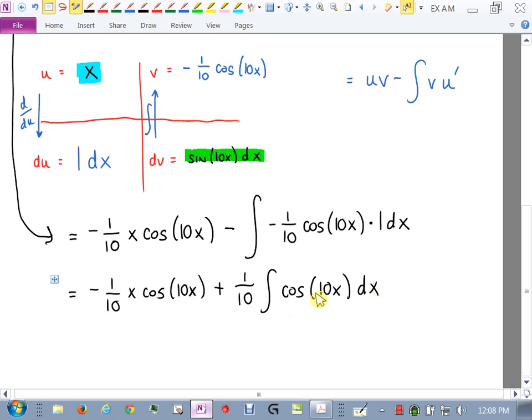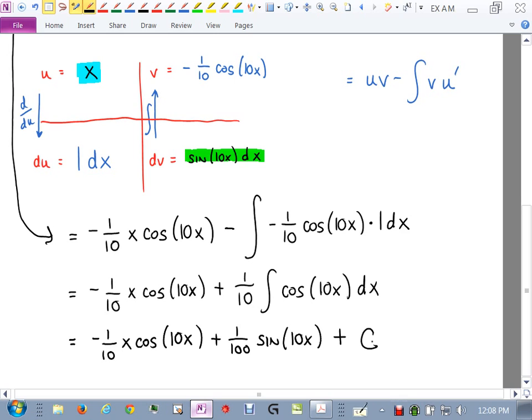What's the antiderivative of cosine 10x? 1 over 10 sine 10x. And that's going to hit the 1 over 10 that's already there, right? So 1 over 100. Negative 1/10 x cosine 10x plus 1 over 100 sine 10x plus c. That's it.